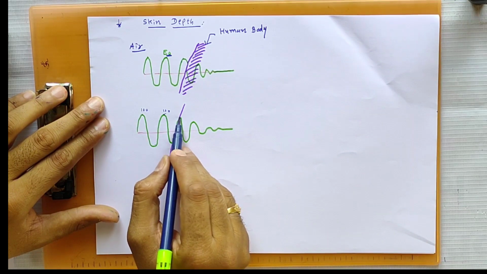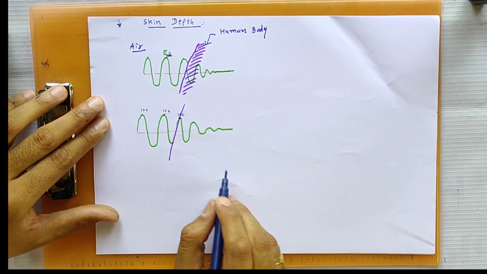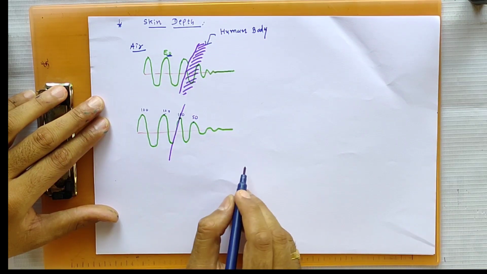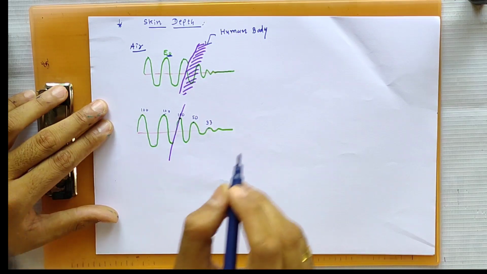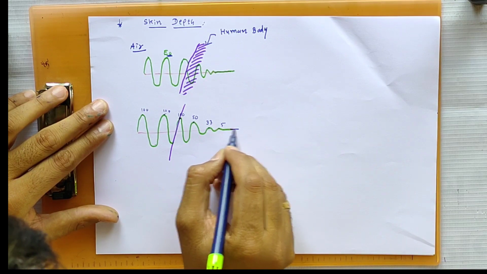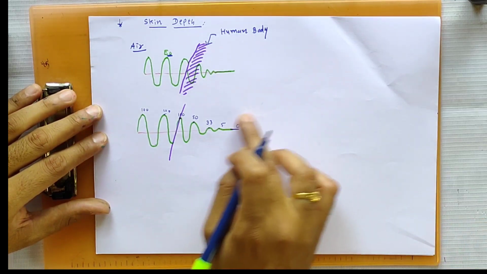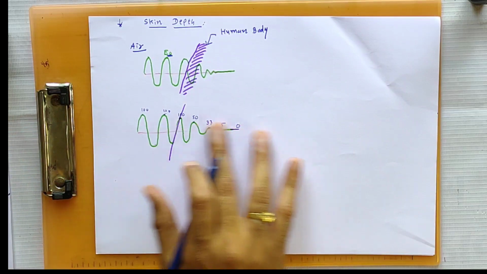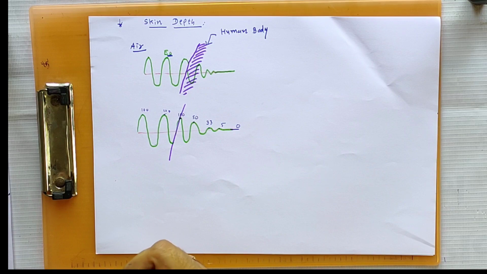When it enters here at the surface, at this boundary, the value is the same, 100 volt per meter. As it goes in, suppose here the value is 50 volt per meter, and here the value is 33 volt per meter, and here it is 5 volt per meter, and after that it is 0. That means the value of electromagnetic wave inside the human body is totally 0. That means the electromagnetic wave never passes through the human body, or a good conductor generally.